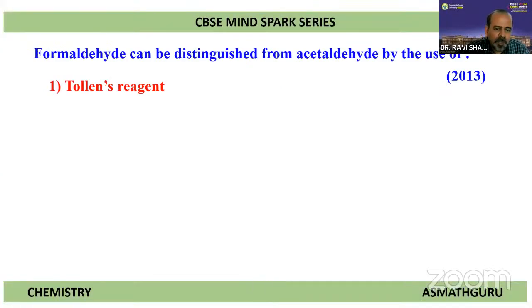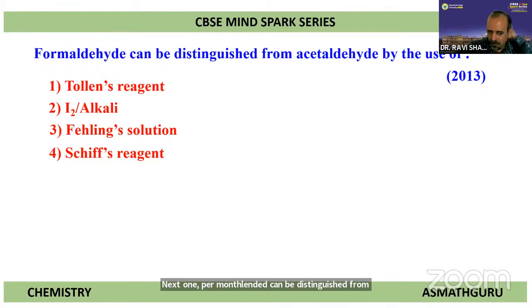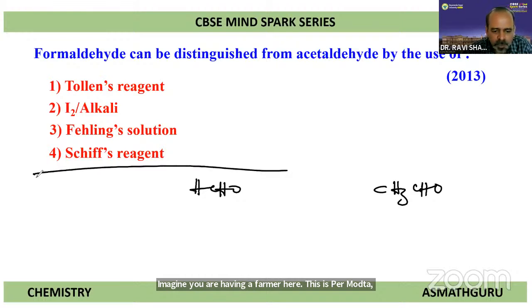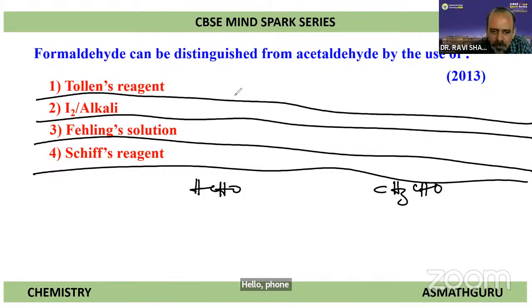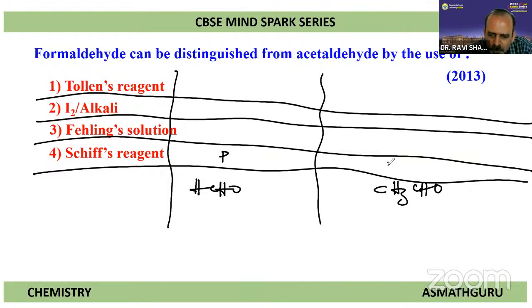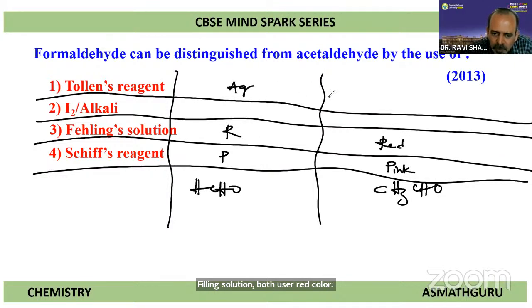Next one. Formaldehyde can be distinguished from acetaldehyde by the use of what? Imagine you have formaldehyde and you have acetaldehyde, and you are doing this test. Haloform. Yes, you got it. Schiff's reagent: both are aldehydes, both give pink color. Fehling's solution: both give red color. Tollens' reagent: both give silver mirror. So what is the answer?